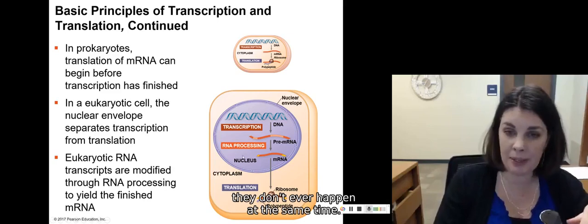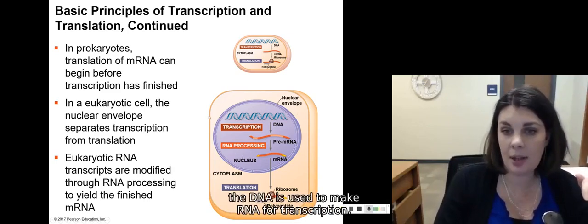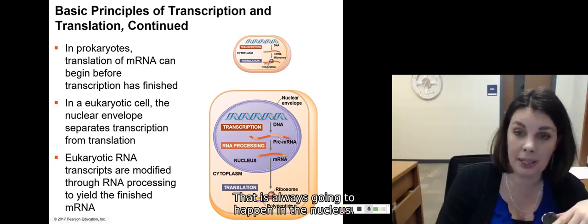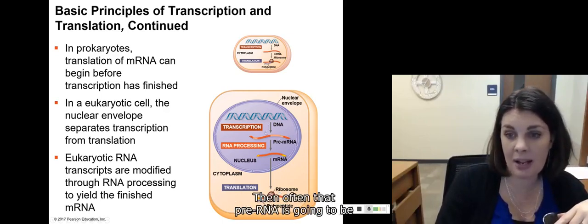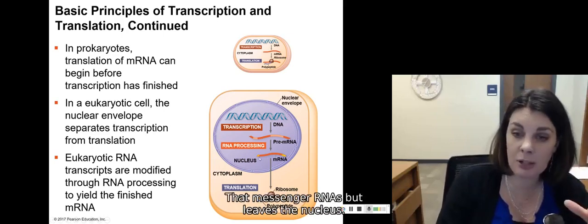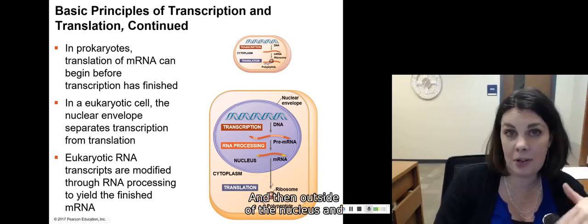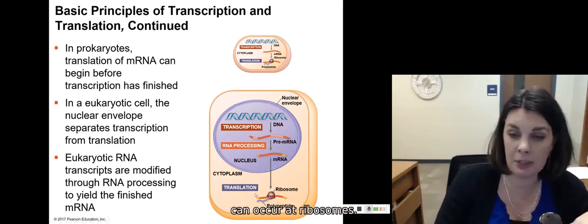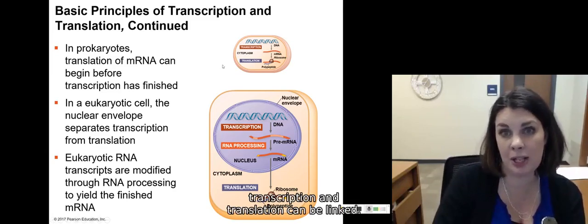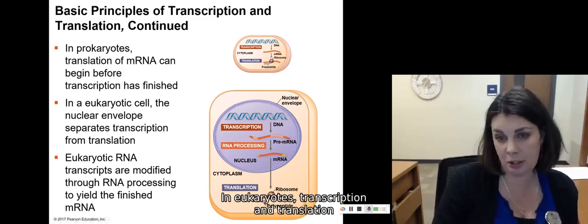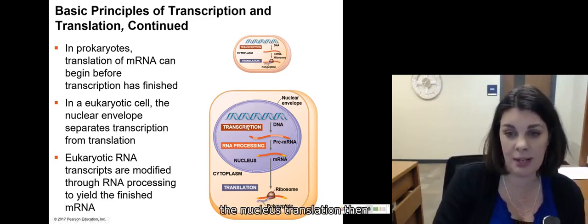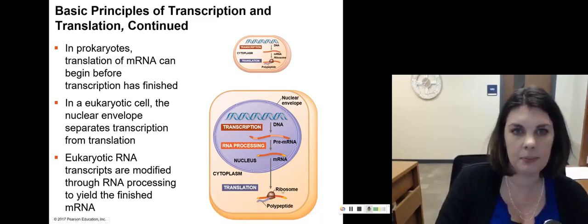In a eukaryotic cell, they don't ever happen at the same time. So in a eukaryotic cell, the DNA is used to make RNA for transcription. That is always going to happen in the nucleus. Then often that pre-RNA is going to be modified a bit to give our final copy of RNA. That messenger RNA is what leaves the nucleus, and then outside of the nucleus in the cytoplasm is where translation can occur at ribosomes. So in bacteria, in prokaryotes, these two processes, transcription and translation, can be linked. In eukaryotes, transcription and translation are not ever linked. Transcription is always in the nucleus, translation then always follows in the cytoplasm.